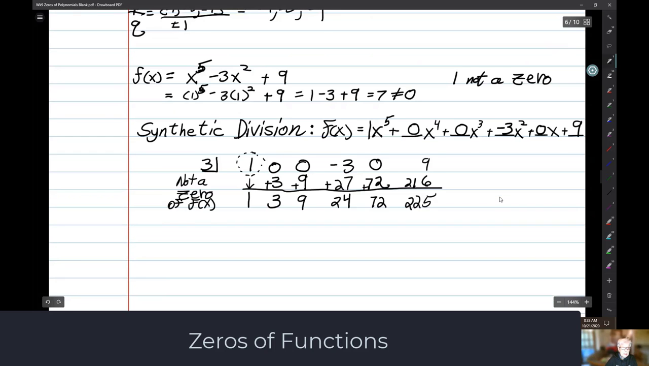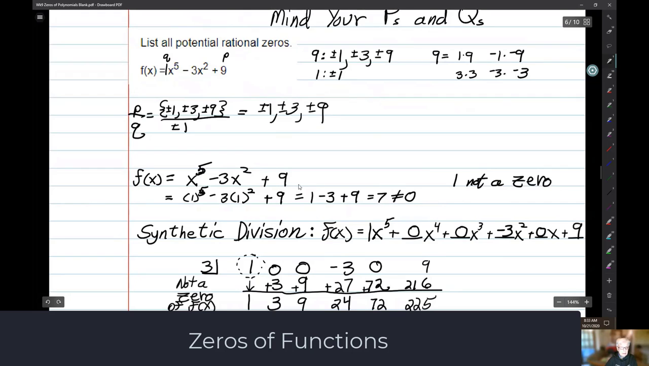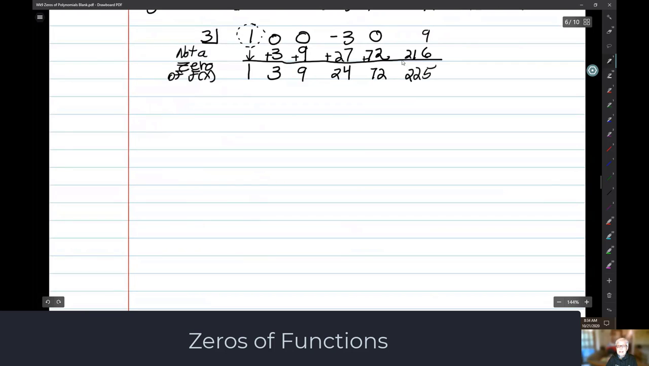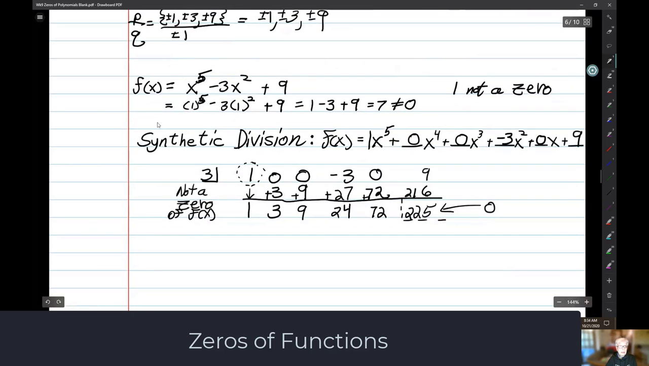Which is this. Because if it were, that number would be zero. I would have a zero there if three were a zero of f of x equals x to the fifth minus 3x squared plus 9. And then you keep going on and on and on with the other numbers.